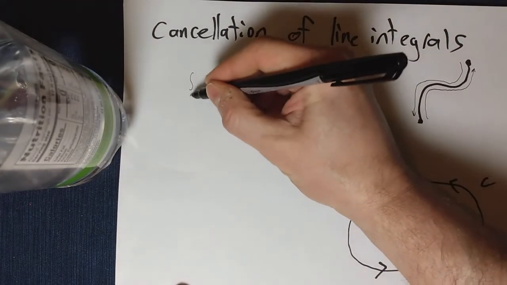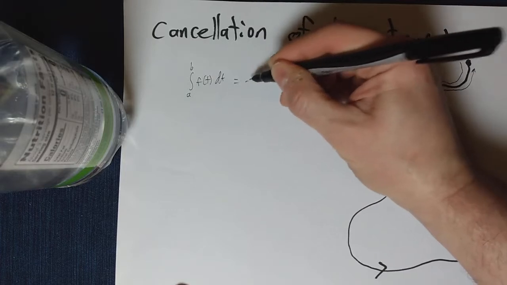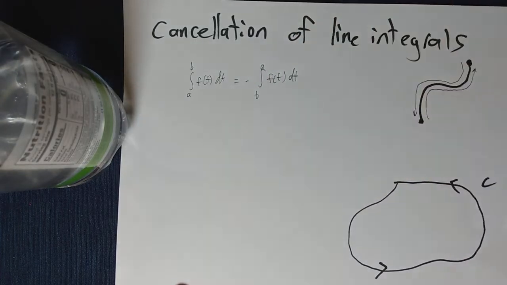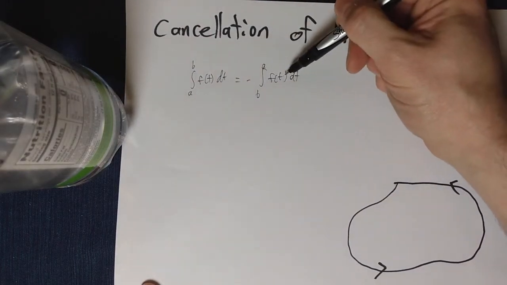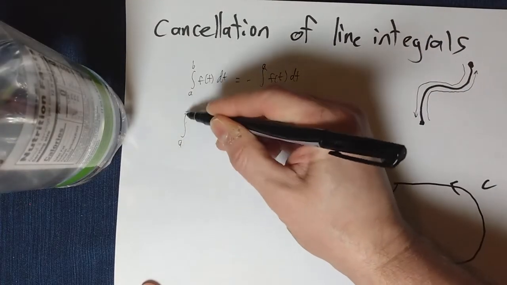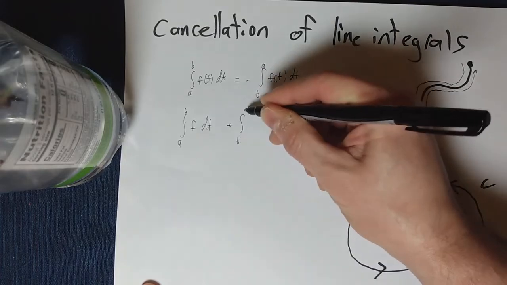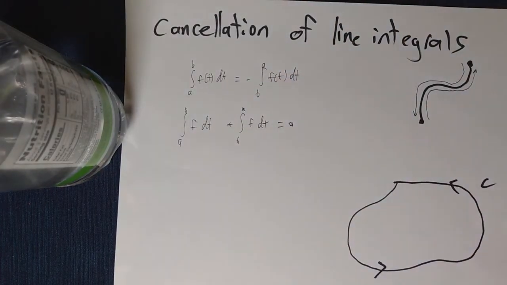And that's because the integral from a to b, f of t dt, is equal to negative the integral from b to a, f of t dt. A running theme: reversing orientation gives you a negative result. So if we add this to both sides, we get the integral from a to b of f dt plus the integral from b to a, f dt equals 0.